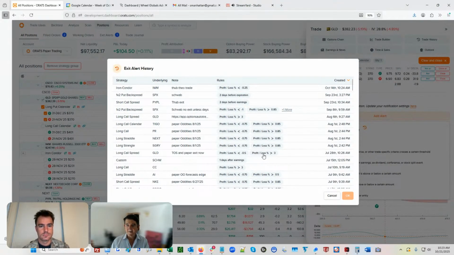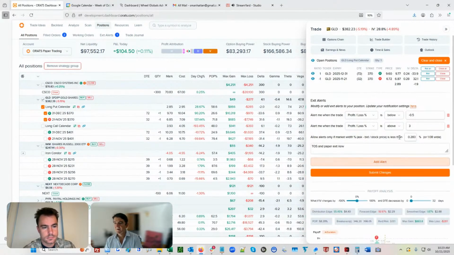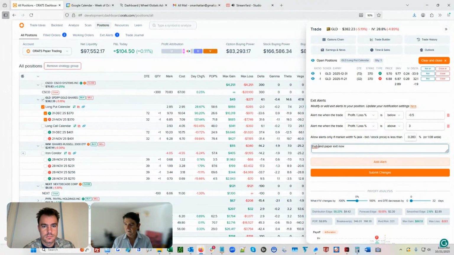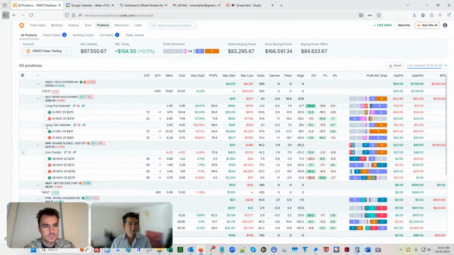You don't want to get out of this one. You want to have a take profit. Oh, here's a gold. So I'll just say that 50%, or if we make 300. So I'll add that alert. This is the T hub. And I will do that.